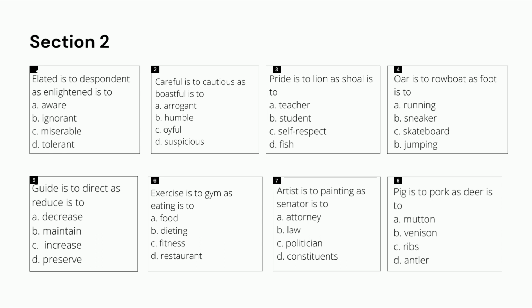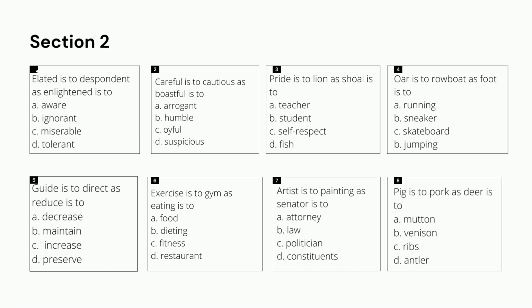Elated is to despondent as enlightened is to ignorant. Okay, so elated is to despondent as enlightened is to ignorant. So elated is the opposite of despondent. Enlightened is the opposite of ignorant. So we're just looking at opposites right here. Okay?